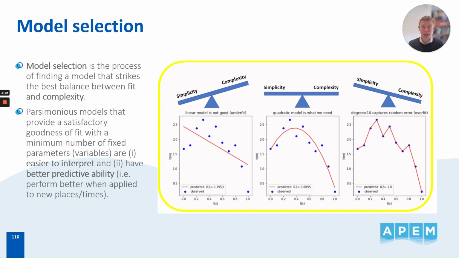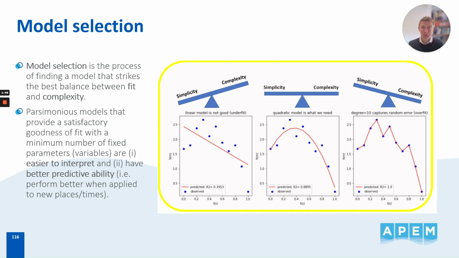However, more complex models are not always better. It's entirely possible that we can over-parameterize our model by having too many terms in it. This makes the model more difficult to interpret, and also reduces the ability of a model to make predictions for new conditions.